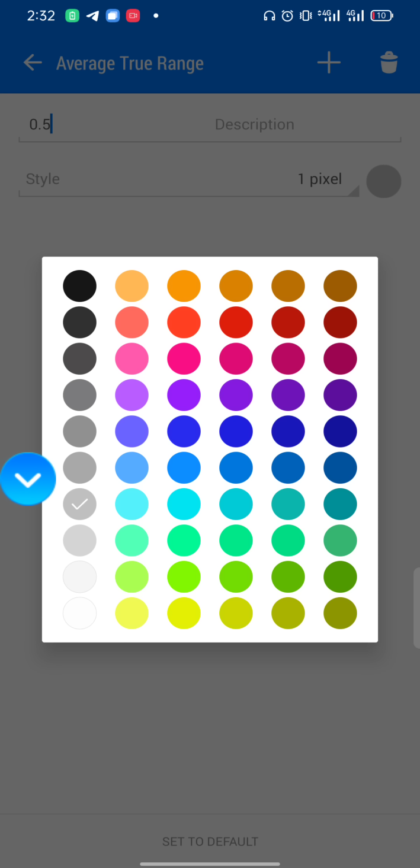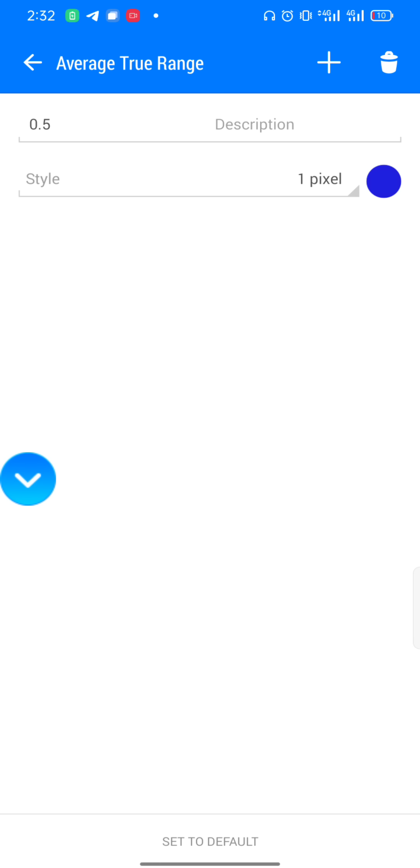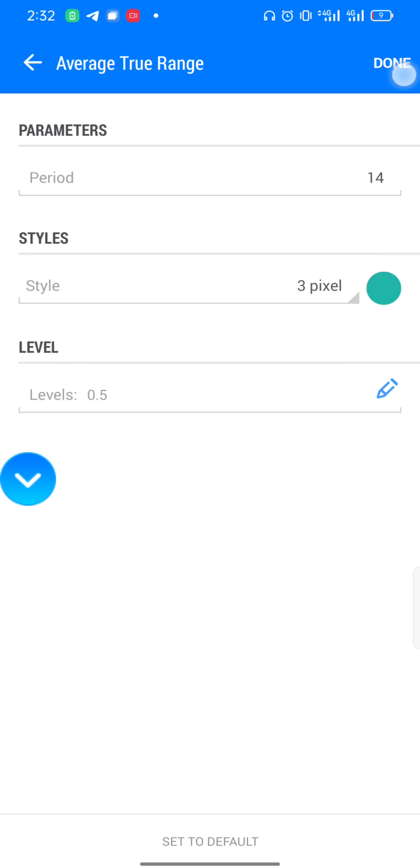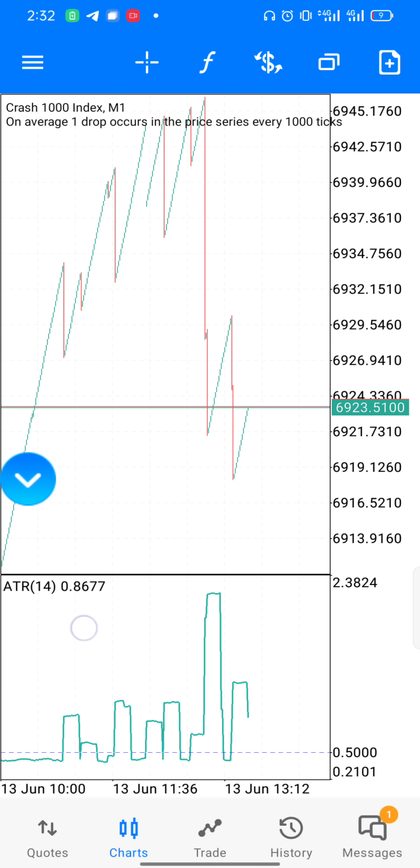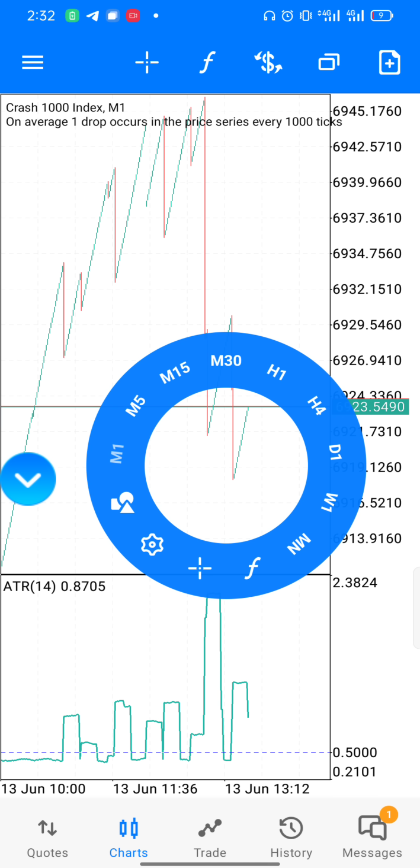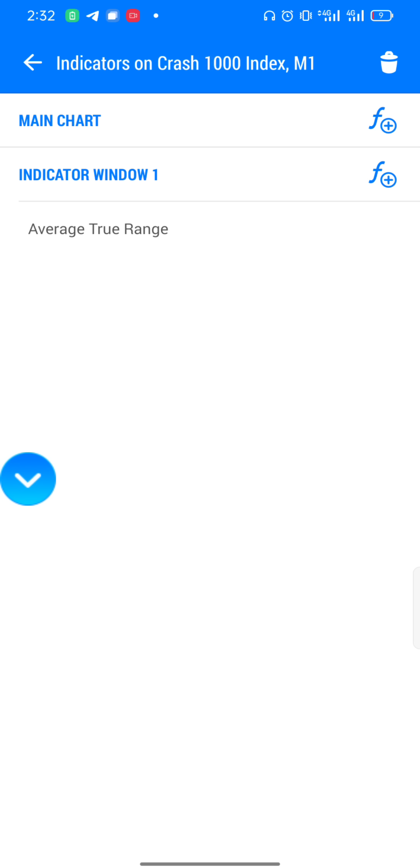Set the color. Let's use this dark blue for recognition, guys. Then you go back and click done. So these are the levels we set. You can see the average true range right here. So we just need one more indicator, which we are going to be using as our second confirmation on the main chart.